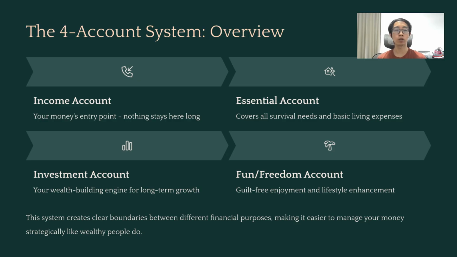system. The first bank account you should have is your income account. This is where your money comes in. The second bank account that you want to have is for allocating money for essential spending. So this covers all your essential needs.